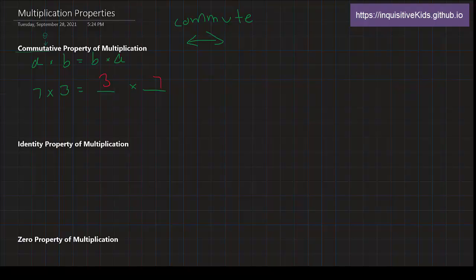Very nice job. So now we have the commutative property of multiplication. One number A times another number B, so the first number times the second number is the same thing as the second number times the first number. Their order when multiplying does not matter, and you will always get the same answer. So, for example, 7 times 3 is 21. 3 times 7 is also 21. And 21 equals 21. So no matter what way you write your multiplication sentences, you will always get the same answer as long as you have the same factors.